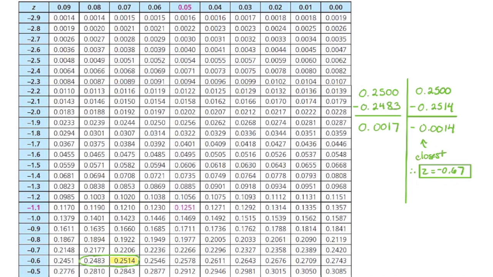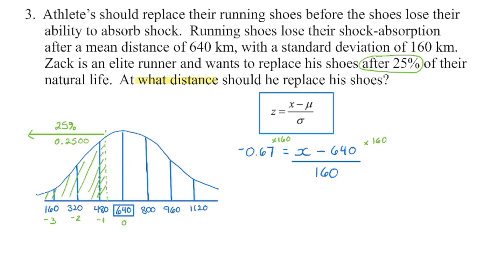But if you can't exactly tell which is closer, take the value we're going for and find the difference between each of those ones. Ignore the sign. This just tells us if we're under or if we're over, or vice versa. So in this case, we're 17 hundredths of a percentage point away from our target. Here we're 14 hundredths of a percentage point away from our target. So this is the closer one. So the z-score that corresponds to this value is going to be -0.67.